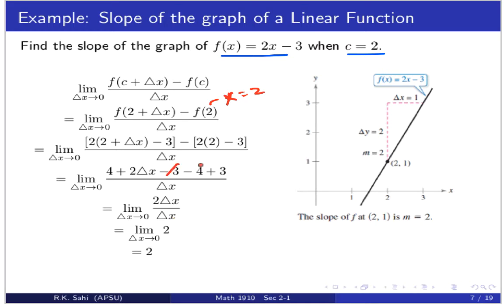You remember negative 3, negative 4, and 3 and 4 cancel out. So now the limit as delta x approaches 0 of 2 delta x over delta x, delta x is common, and then the limit as delta x approaches 0 is 2. We already knew that. This is the equation of a straight line, and a straight line will always have a slope, for this function, of 2. And we also got it by our definition when we applied it to solving this problem.